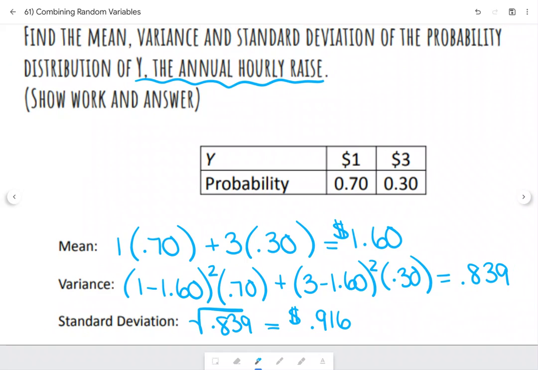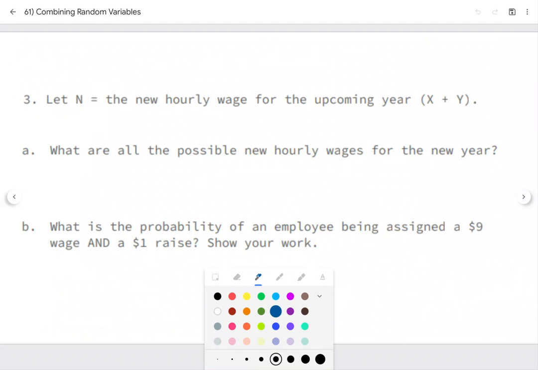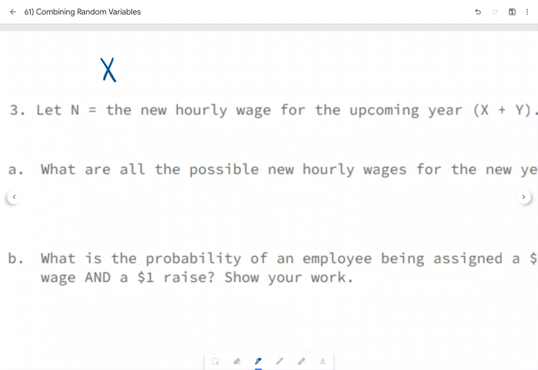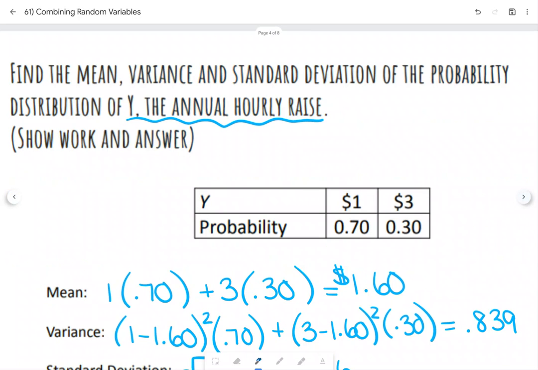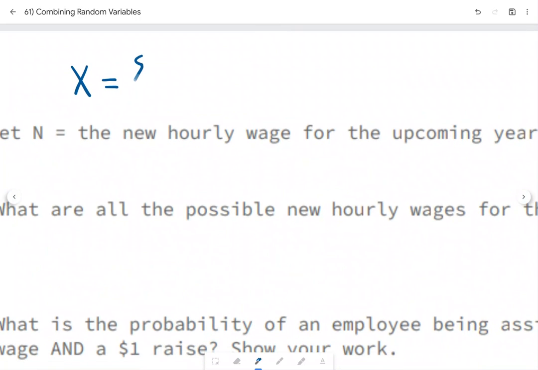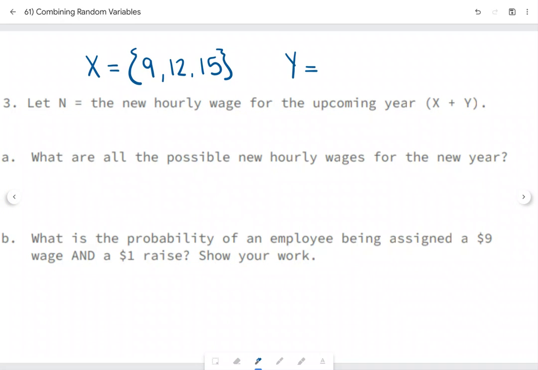But now let's look at what happens when we bring these ideas together. So we want N to represent the new hourly wage for the upcoming year, aka X plus Y. So we're taking all the possible values of X and all the possible values of Y and putting them together. So remember, X was our wage, so that could have either been 9, 12, or 15. We had 9, 12, and 15 here to consider. And then Y was the potential raises that were coming up. So we either had $1 or $3 from the previous slide.